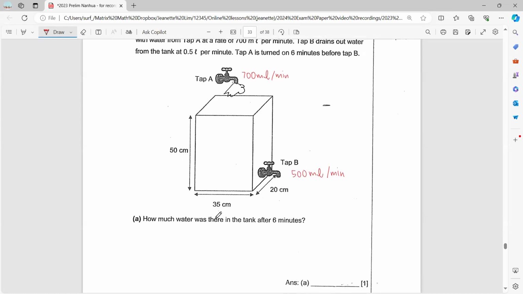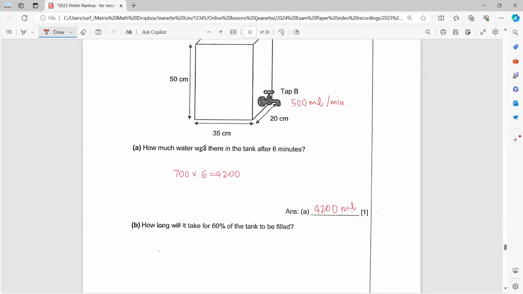So let's find the water after 6 minutes, which is just from tap A. So just 700 times 6. So this is in ml. If you leave it in ml, it is 4,200. If you leave it in liters, it's 4.2 liters.